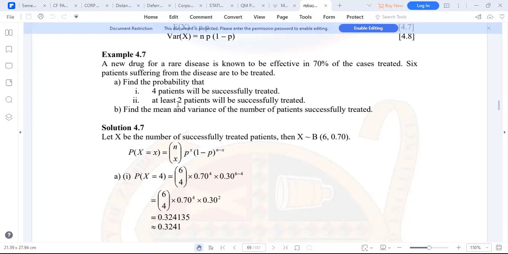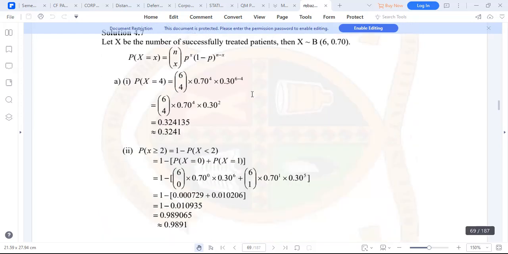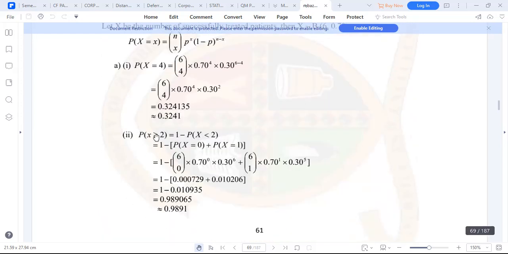Find the probability that at least 2 patients will be successfully treated. So what does "at least" mean? 2 and above. Now there are 6, so 2 and above means 2, 3, 4, 5, 6. The shortcut is to find the probabilities of 0 and 1 and subtract them from 1. So the probability of at least 2 means 2, 3, 4, 5, 6, and the shortcut is 1 minus the ones below 2, which are 0 and 1.